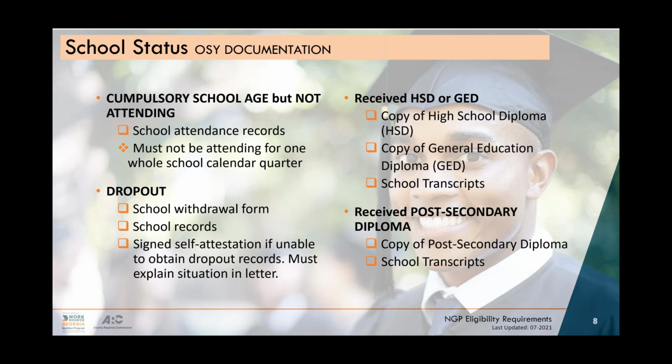For dropout, you get a withdrawal form, a dropout form, or school records. Of course, self-attestation is available if you're not able to obtain the school records, and there needs to be a reason as to why you're not able to obtain them. If someone already has their high school diploma or GED, you would get a copy of that diploma or GED, or the school transcripts to prove that. If someone has already received their post-secondary diploma, you would also get a copy of it or school transcripts.